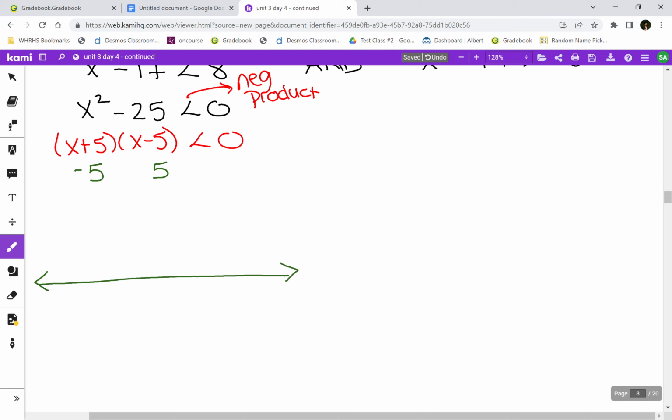Who's going to tell me what regions are we testing? What am I labeling our regions with? Navia, thanks. X is less than negative 5. Let's hold on to that thought 1 second.